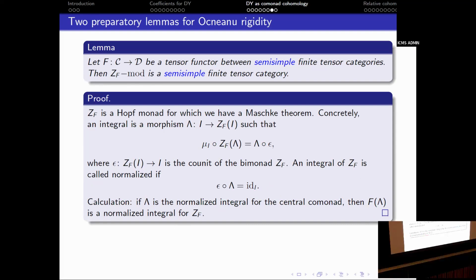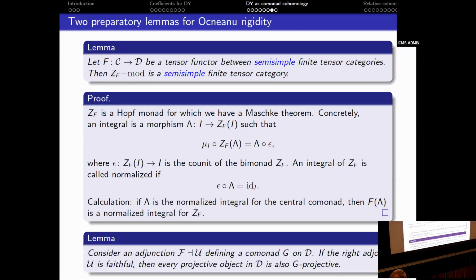And we know this category is semi-simple, so all objects are projective. We don't know at this point whether the objects are G-projective, because I pointed out projective is not necessarily G-projective. But there's a next lemma, which I'm just stating and not proving. If you're given an adjunction which defines a comonad, and if the right adjoint in the adjunction is faithful, then every projective object upstairs is also G-projective. So these two notions coincide in our case.